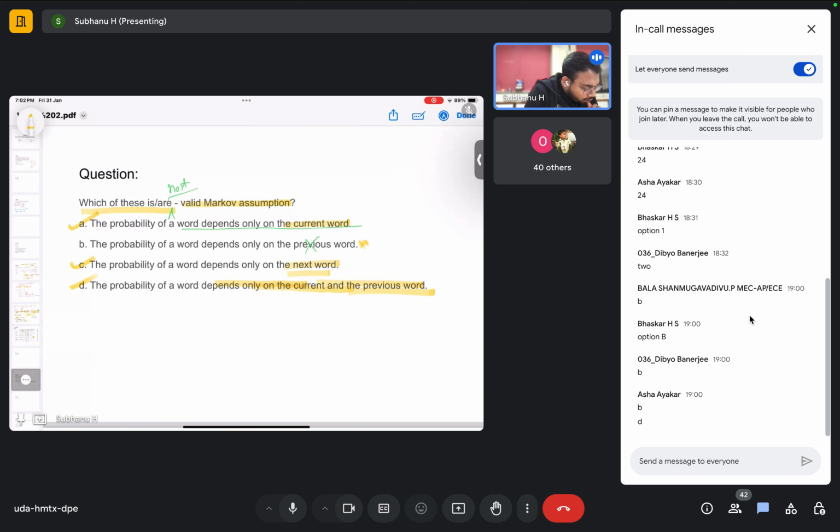The bigram model will be... I think there is something wrong in this question.